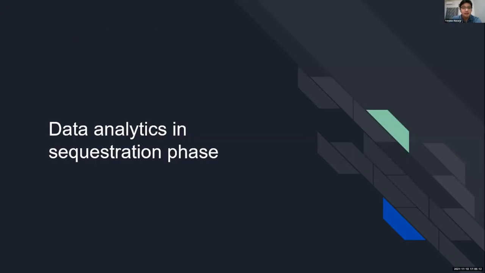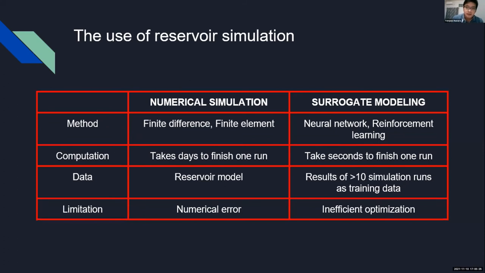And the second phase, we know that in carbon capture and storage, after we have done with the storage selection, we are in the sequestration phase when we inject the CO2 in the reservoir. Okay, so one of the examples in this sequestration phase, of course, we know that reservoir simulation is really important to predict the behavior or the dynamics of fluids inside the reservoir, and we can also monitor the pressure distribution inside the reservoir. But the problem is, if we do numerical simulation, it takes really long time to run one simulation, and it has some numerical error. And because this works with a numerical method, for example, a finite difference or finite element.